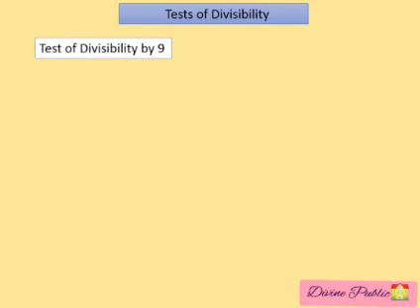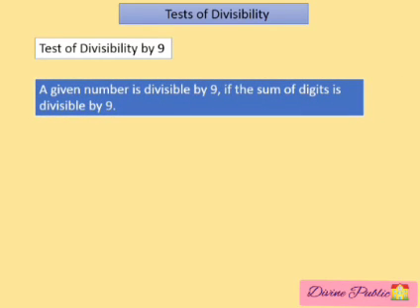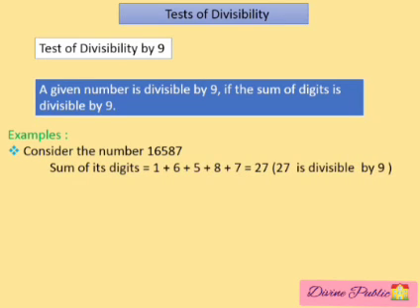Test of divisibility by 9. A given number is divisible by 9 if the sum of its digits is divisible by 9. For example, consider the number 16,587. Sum of its digits is 1 plus 6 plus 5 plus 8 plus 7, that is 27, and it is divisible by 9. Therefore, 16,587 is divisible by 9.